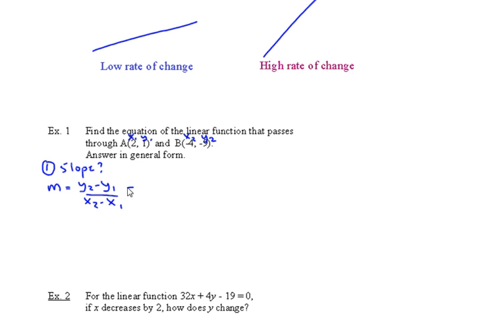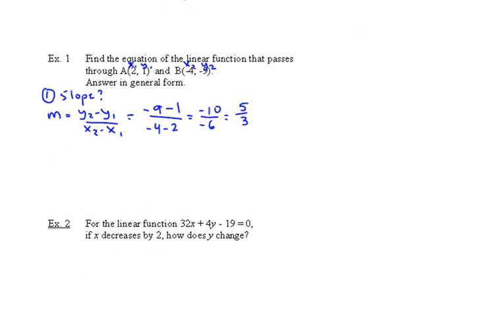No, don't guess. So -9 minus 1 over -4 minus 2 gives you negative 10 over negative 6. What can you divide both of those by? 2. And then also what cancels out? The negatives. So it becomes 5 over 3.